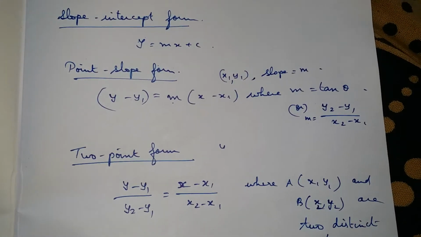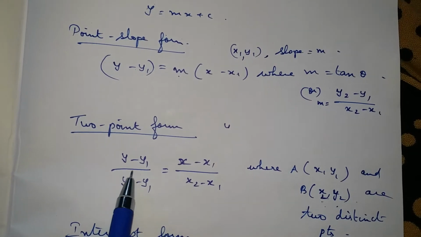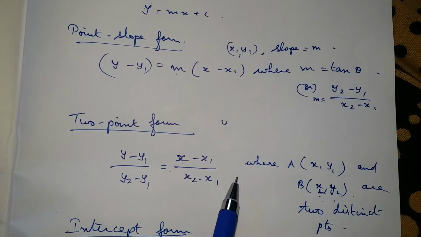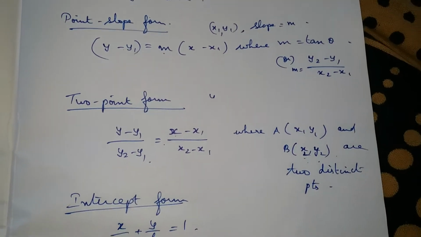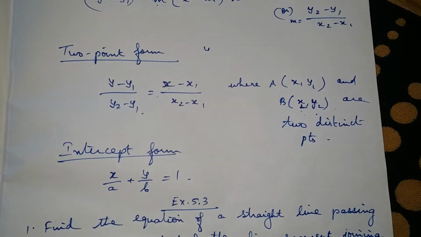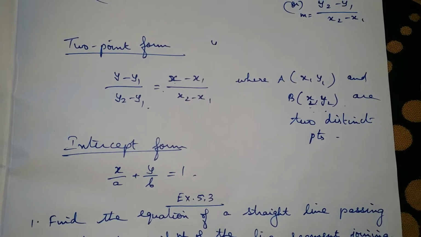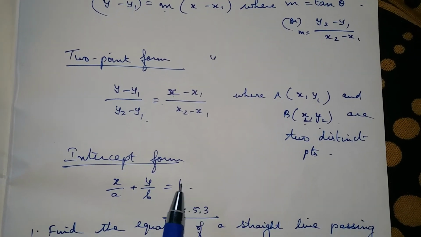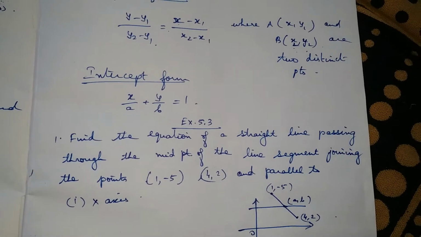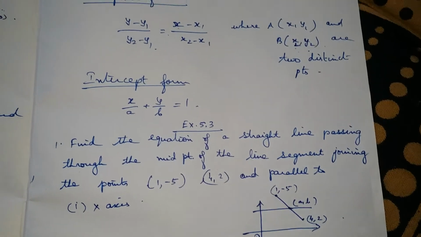Next, the two point form: when two points x1, y1 and x2, y2 are given, you use the formula y minus y1 by y2 minus y1 is equal to x minus x1 by x2 minus x1. Then the intercept form: if the straight line cuts the x axis at a and the y axis at b, the formula is x by a plus y by b is equal to 1. Now if you see the sums, it will be easy to understand. So we will start with exercise 5.3.